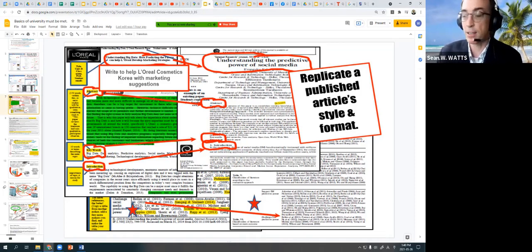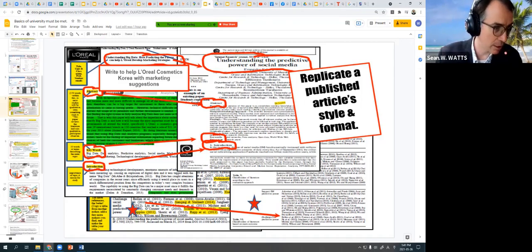The students zoomed in and said, marketing globally is this way, but in Korea, you need special adaptations. And when you're doing it specifically for L'Oreal Cosmetics, you need these adaptations. So the students followed the globally respected style, and they copied some of the information inside, so they appear to be global experts.